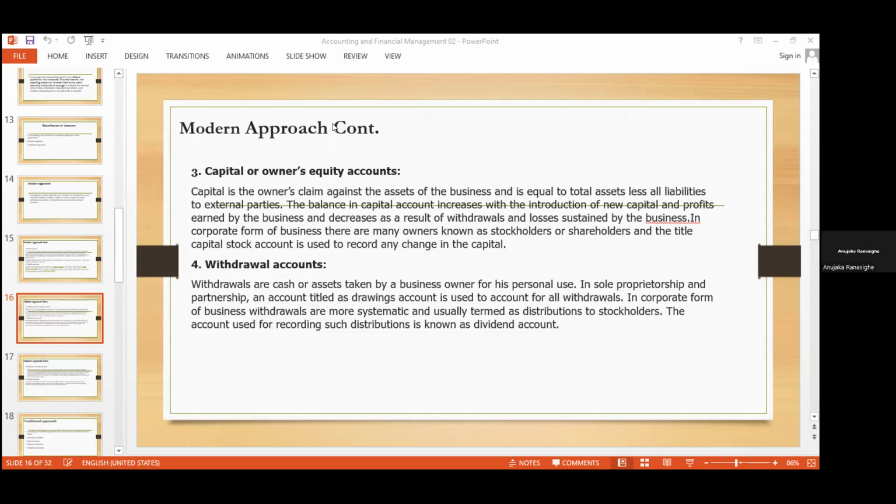For his personal use. In a sole proprietorship and partnership, an account titled drawings account is used to account for all withdrawals. In corporate forms of business, withdrawals are more systematic and usually termed as distribution to stakeholders. The account used for recording such distribution is known as the dividend account. This is the withdrawal accounts.